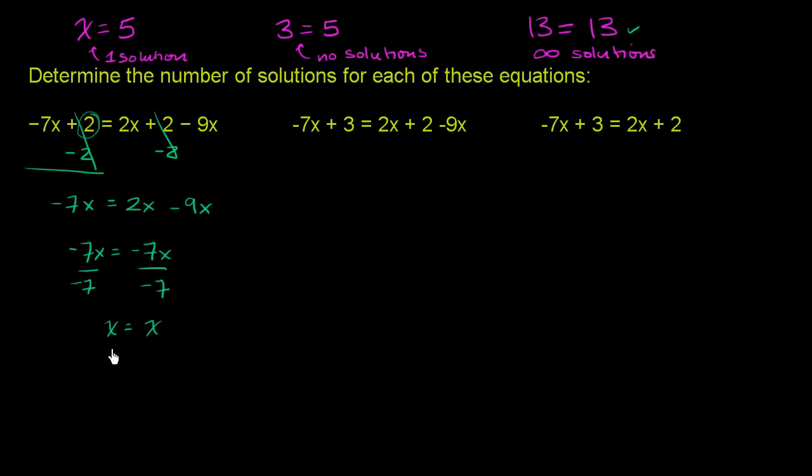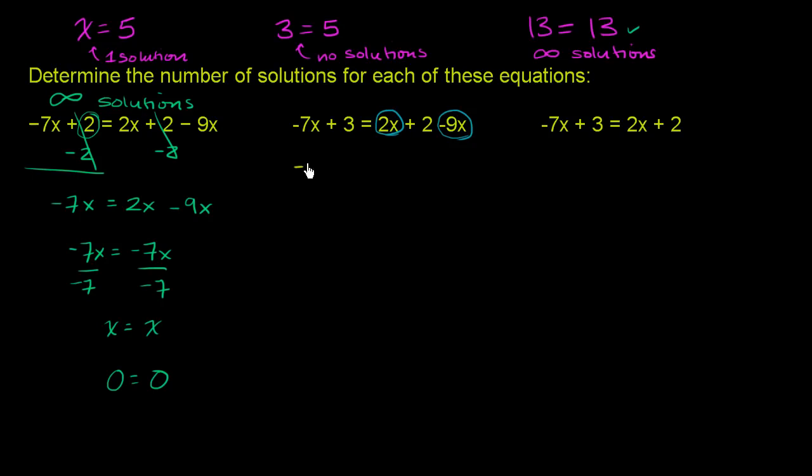And then we could subtract x from both sides. And then you would get 0 equals 0, which is true for any x that you pick. 0 is always going to be equal to 0. So any of these statements are going to be true for any x you pick. So for this equation right over here, we have an infinite number of solutions. Let's think about this one right over here in the middle. Once again, I'll do it a little bit differently. I'll add this 2x and this negative 9x right over there.